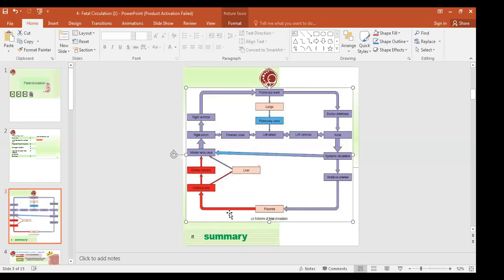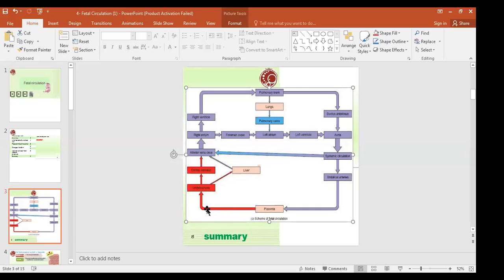So you see that in the infant and the adult life, the arteries are represented by... So this red line represents the umbilical vein, which carries the oxygenated blood.